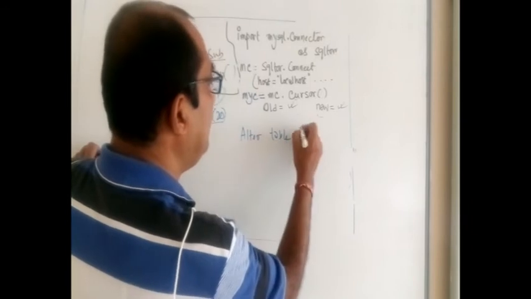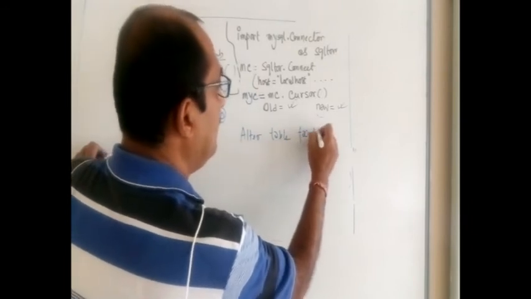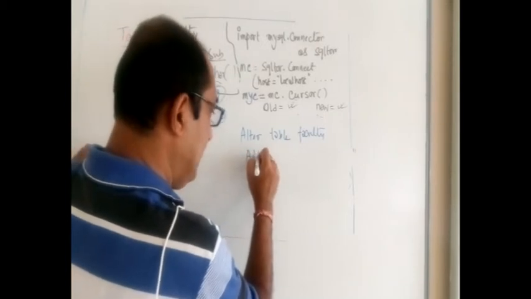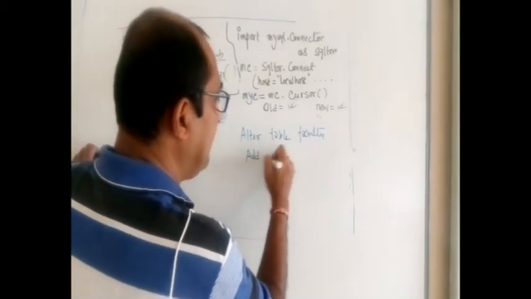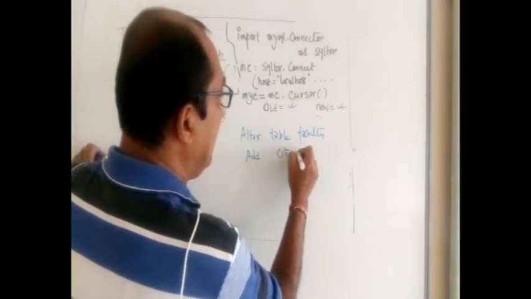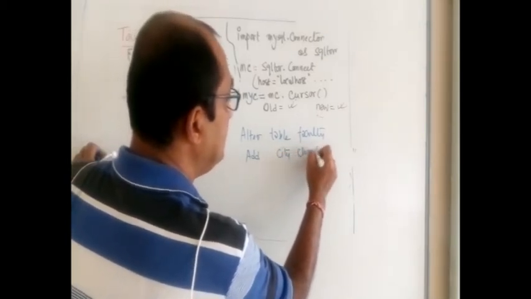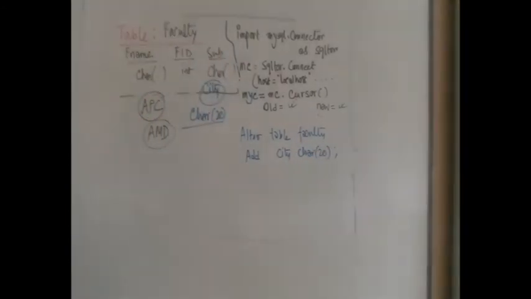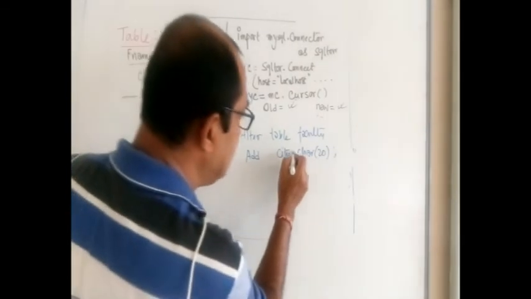The normal command, we know that here we have to write alter table, table name. That is the syntax. Alter table name is faculty. In order to add a new field, we write the word add, then the name of the field. The name of the field we wanted is city, and we want this to be character 20 or character whatever. So this is the command.